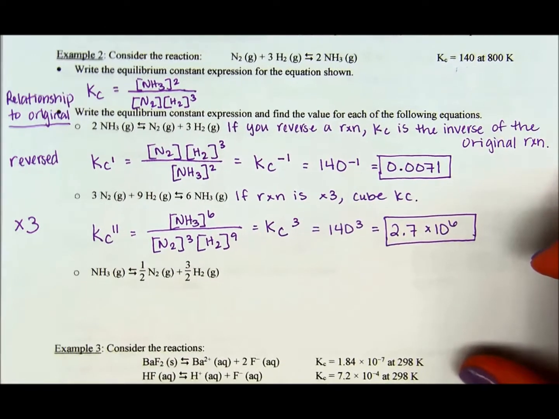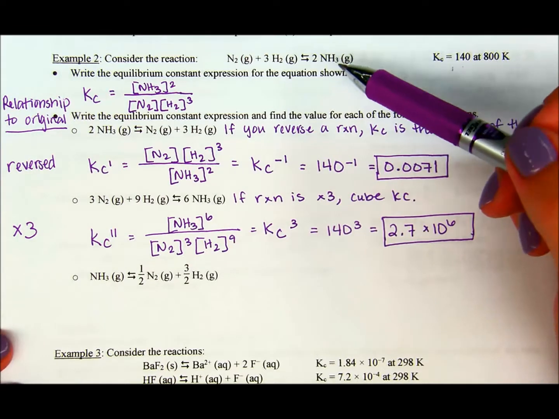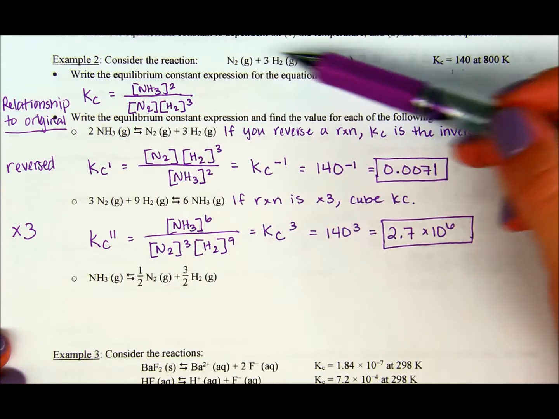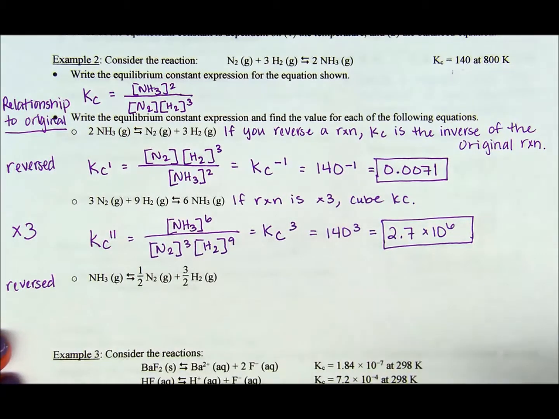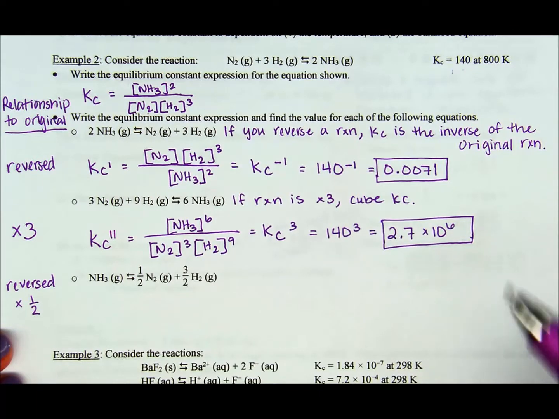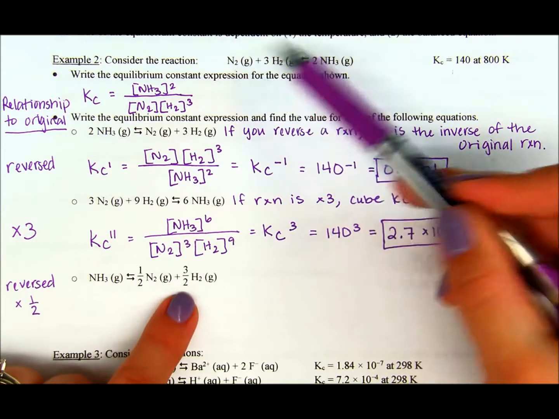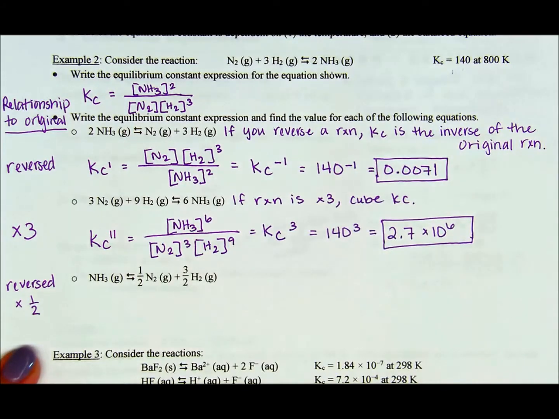I would like you to pause the video and try the last one. Alright, so hopefully you saw the relationship here. The relationship of this one is that there are two things. The first is that it is reversed, and the whole reaction is multiplied by 1/2. We had 2 NH3, now we just have 1. We had 1 N2, now we have half. We had 3, now we have 1.5, or 3/2. You can write it either way. So it's reversed and multiplied by 1/2.